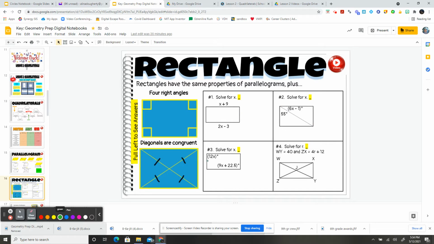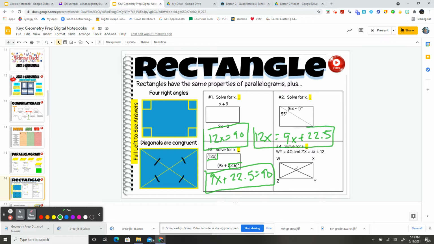There's a couple of different ways here. So I know all of my right angles equal 90 degrees. I can either say 12x equals 90, or 9x plus 22.5 equals 90. Or I can say, because they're both equal, that 12x equals 9x plus 22.5. Any of those 3 equations is going to give you the same answer.